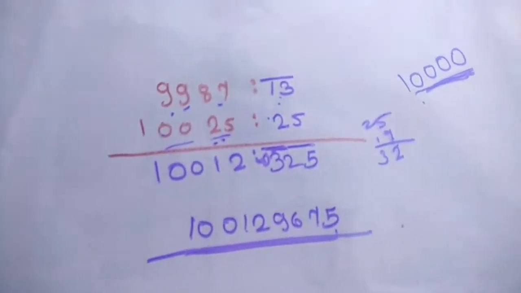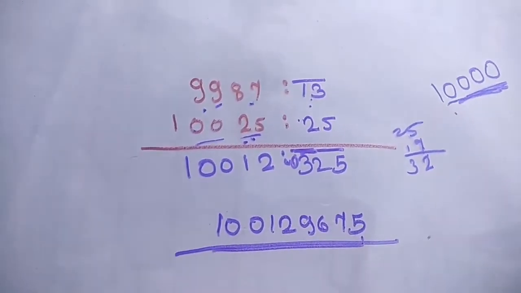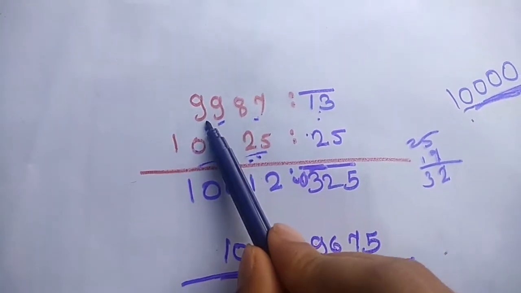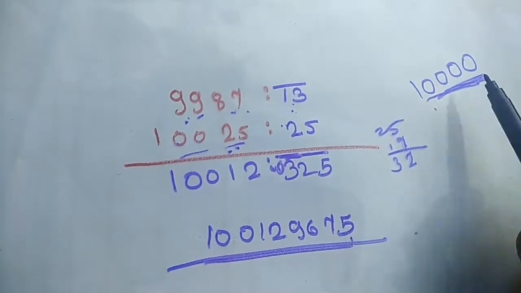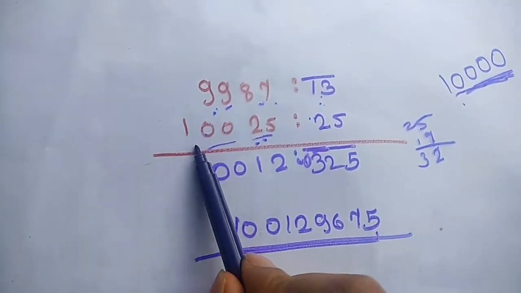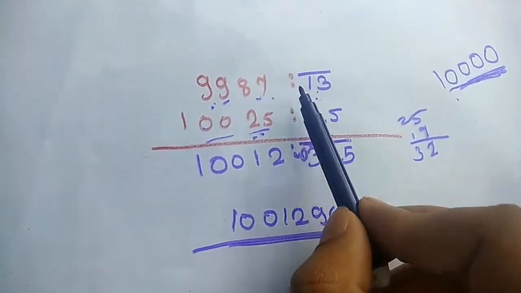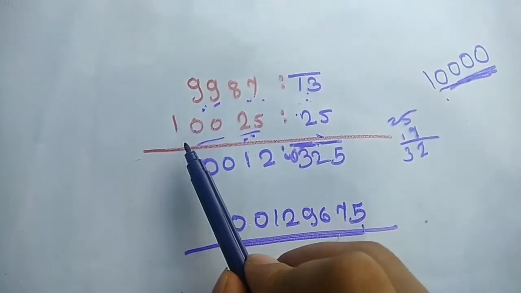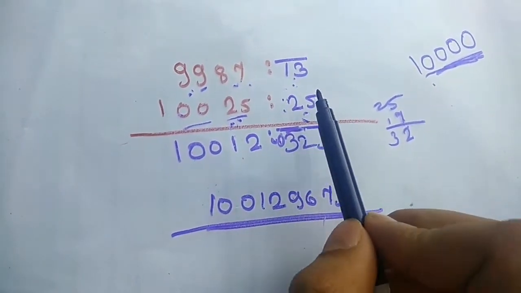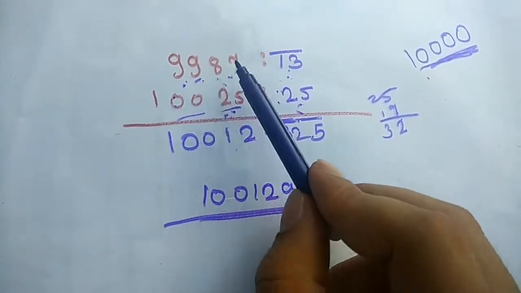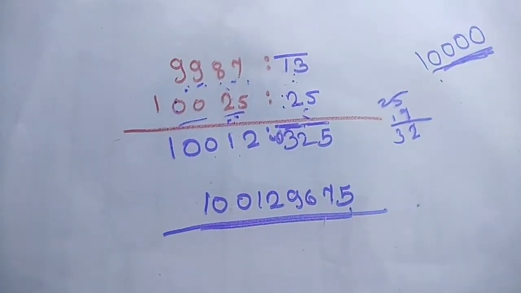I think you may not understand it, as it is complicated. So we solve it again. 9,987 is lesser than 10,000 by 13. Our base is 10,000. 10,025 is greater than 10,000 by 25. Now, if we subtract 13 from 10,025, we will get 10,012. Or, if we add 25 to 9,987, we will get the same answer, as we saw in previous examples.